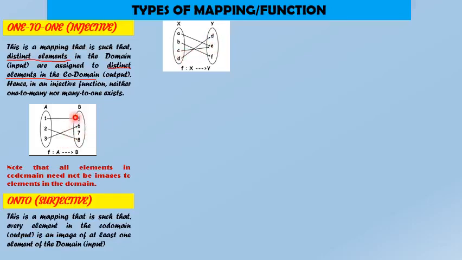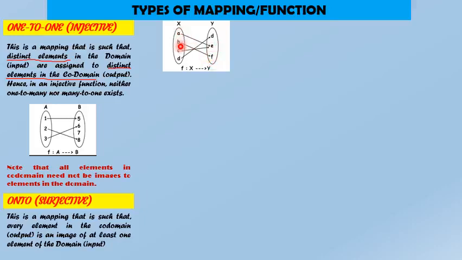This mapping can never be onto. Why? Because we have 7, which is an element in the codomain, but it is not associated with any element in the domain. It is because of this element 7 in the codomain that is not associated at all that this mapping is disqualified from being called onto.